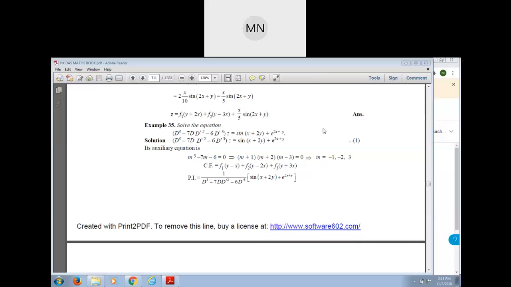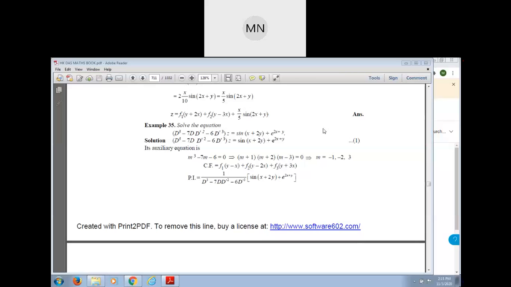Root of this equation will be what? For m plus 1, the value of m will be what? Minus 1. Okay? And for m plus 2, it will be minus 2. And for the last term, m minus 3, so it gives m equals to what? 3. Okay? Is it clear?